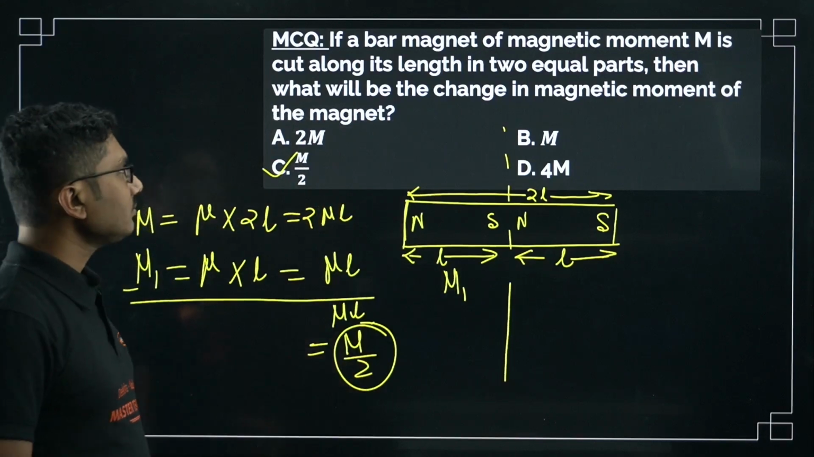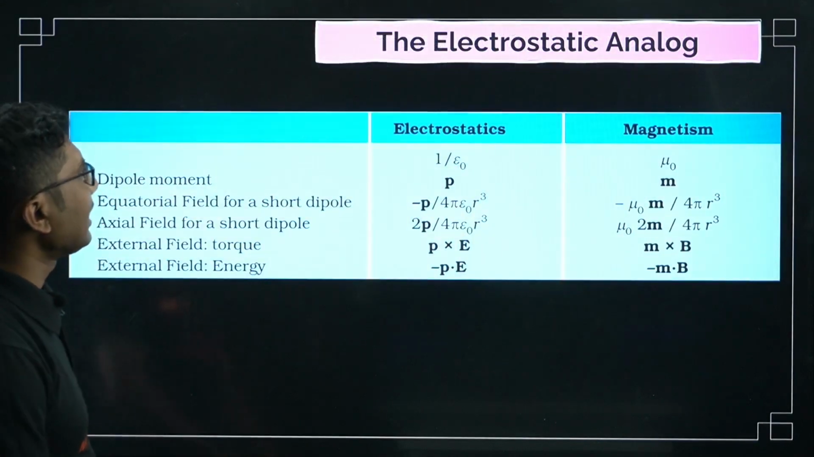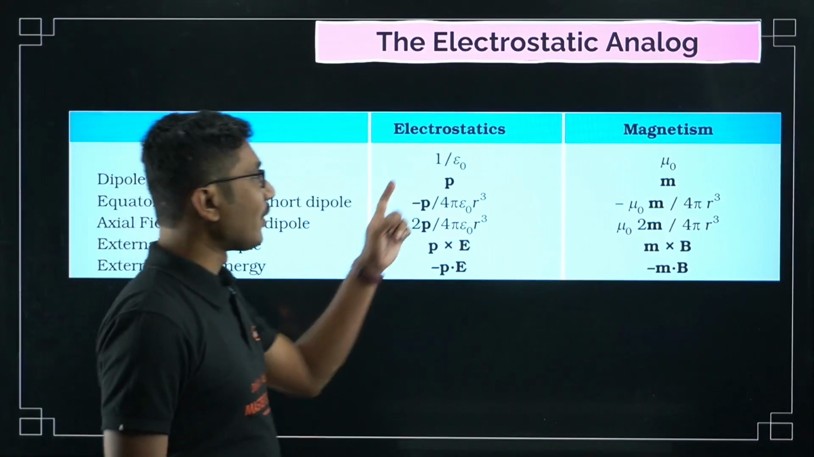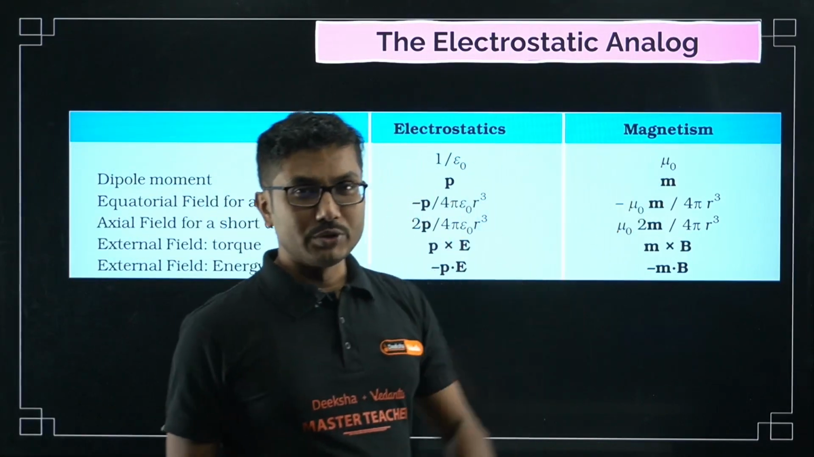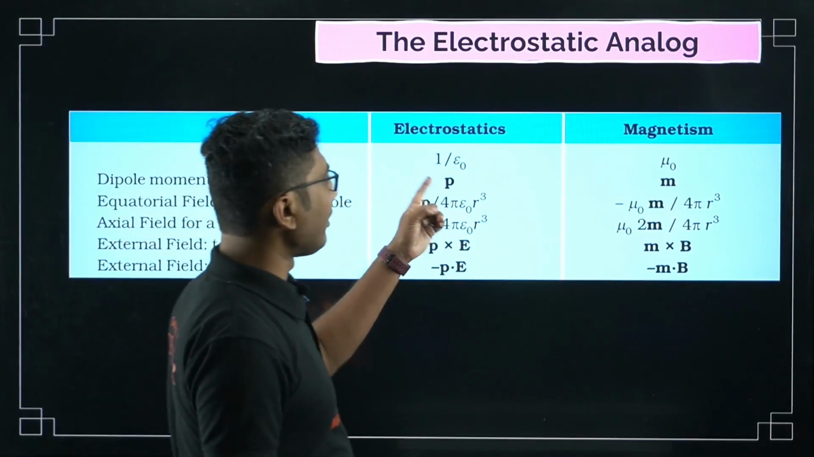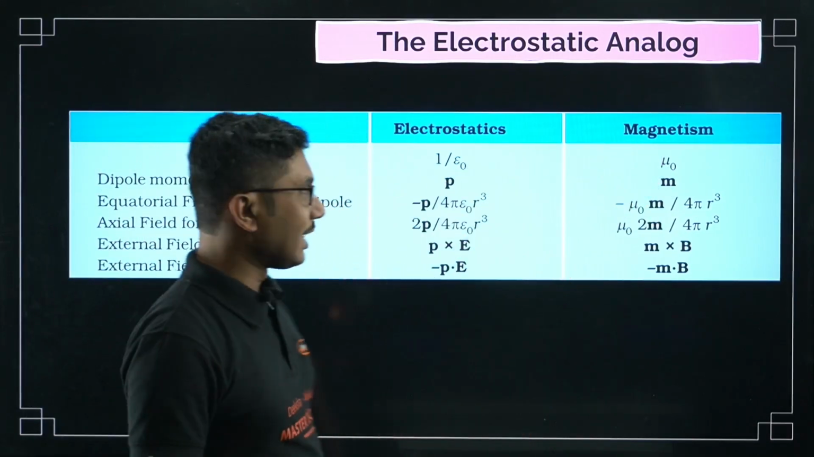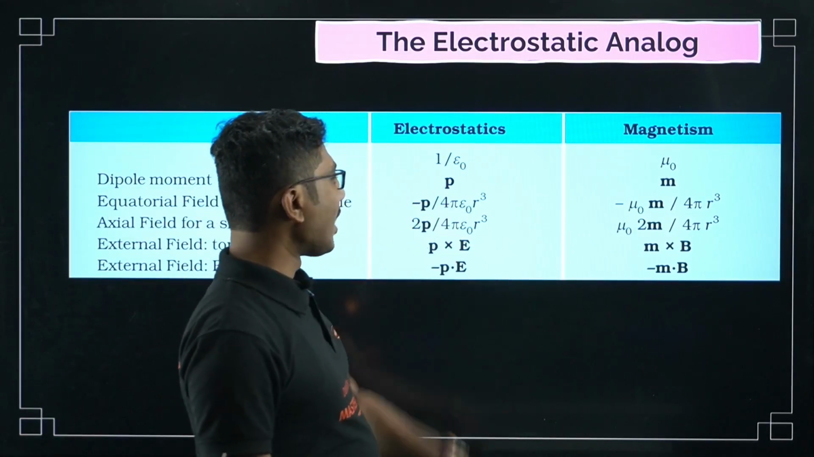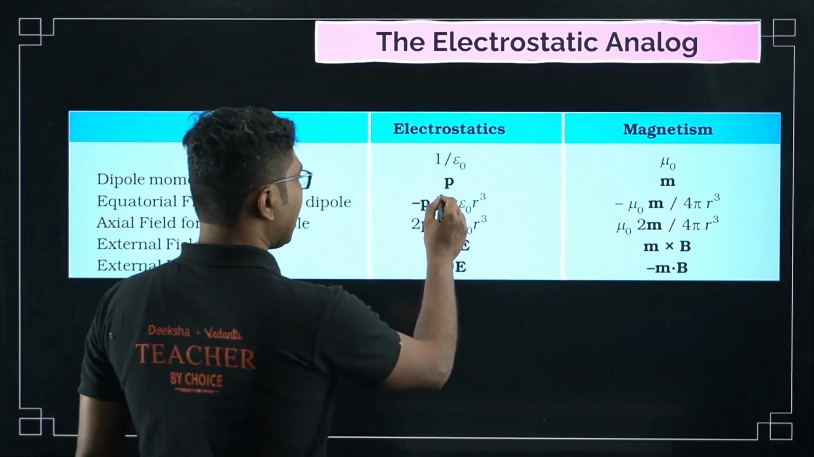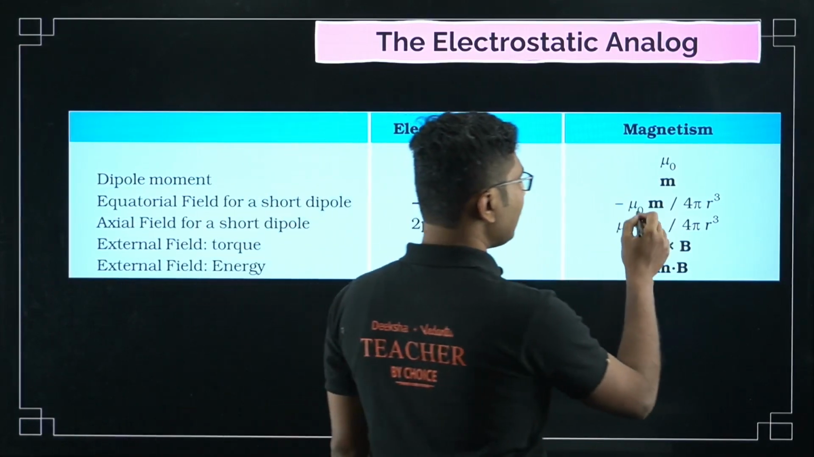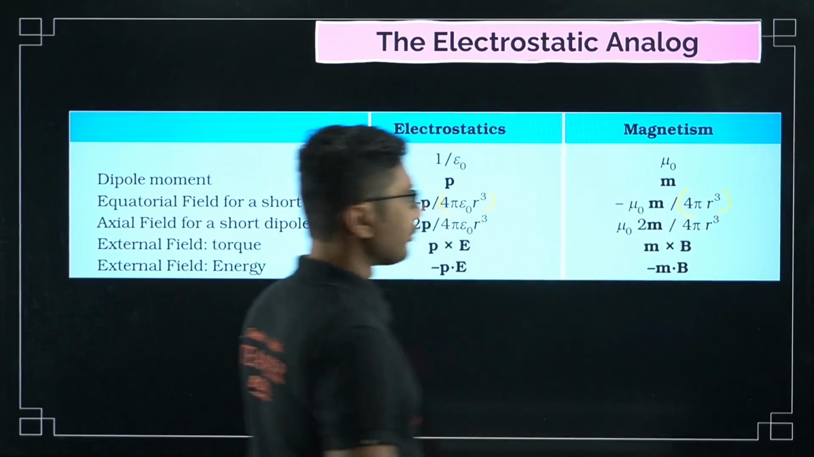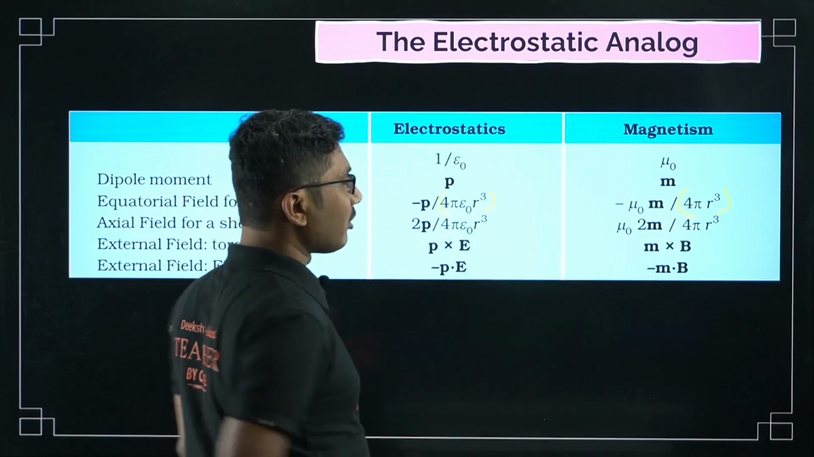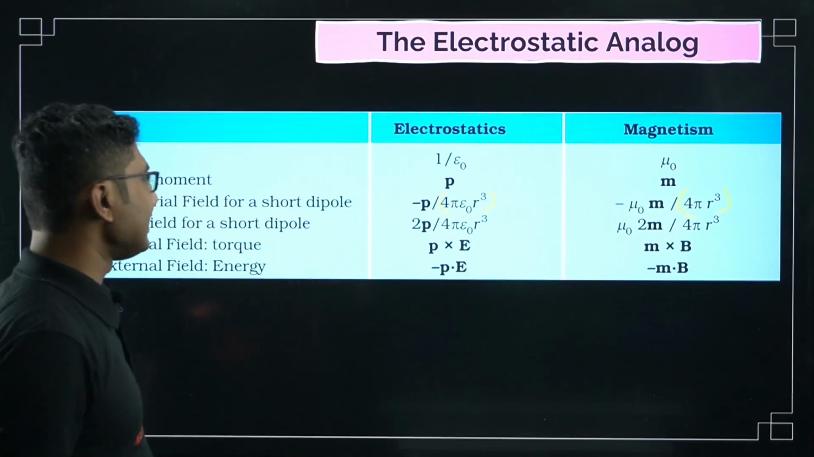Okay. Now let's move on to the next part, electrostatic analog. Here we will compare some quantities. So for example, 1 by epsilon naught is replaced by mu naught in magnetism. The dipole moment P is replaced by magnetic moment M. And for an equatorial short dipole, it is given by minus P over 4 pi epsilon naught r cube, this entire thing in the denominator. Here it is minus mu naught M over 4 pi r cube. So same thing, only P is replaced by M, and 1 by epsilon naught is replaced by mu naught. Otherwise the formula is the same.